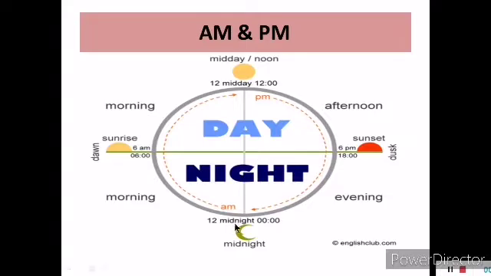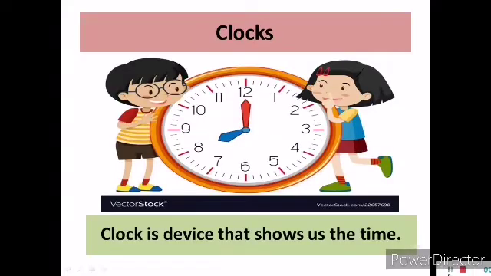So what is AM? The time from midnight, 12 o'clock at night, till noon, midday, 12 o'clock in the daytime, that is AM. Then afternoon, after 12 o'clock in the day, afternoon, evening, etc. till night, once again midnight, is PM. So whatever is before midday, noon, is AM. What is afternoon is PM. We have learned this and done some exercises also.